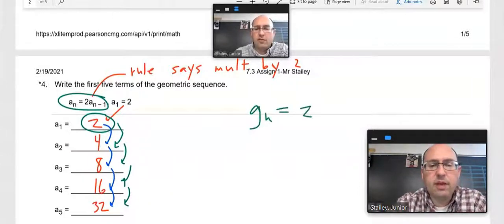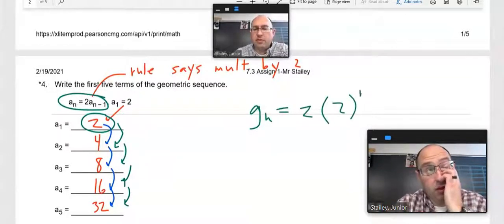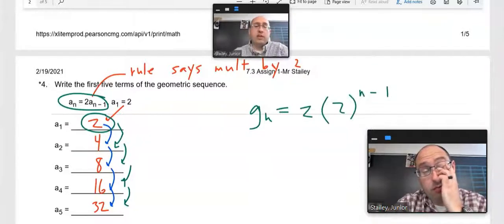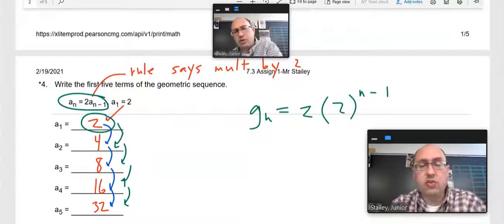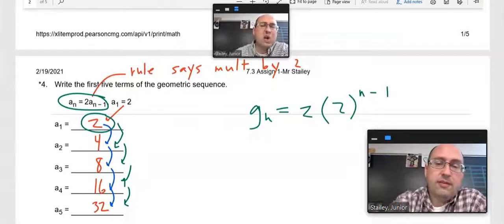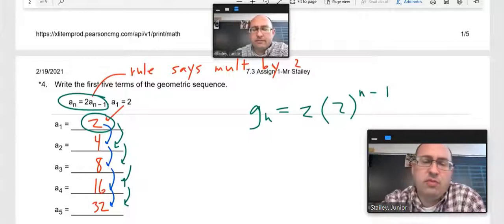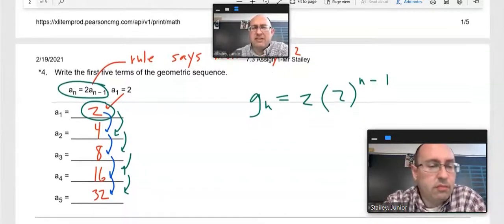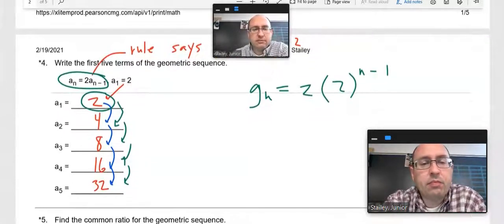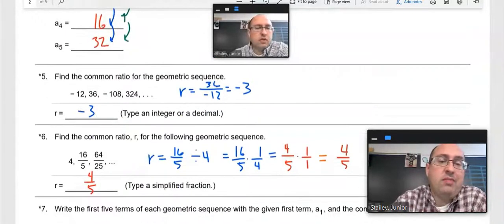Now, I'm going to write out an explicit formula. I'm not sure why, but I am. First term is 2, multiplier is 2. Not sure what I need that for. If I needed maybe to put in a higher number of terms, like 100, I could. But they didn't ask me to.